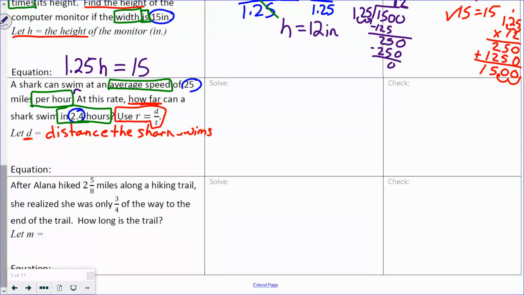And how long did they tell us that we're going to travel? Our 2 4/10. So our rate is, we said 25. We don't know D, but we need to find out how far we can go in our 2 4/10 of an hour. Okay? Well, remember that is a division problem.